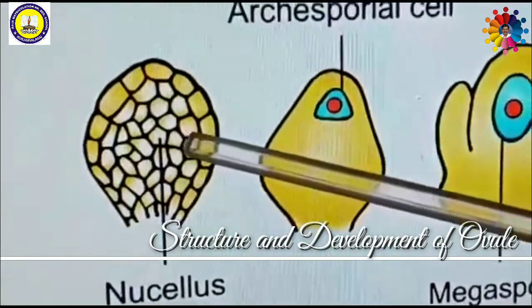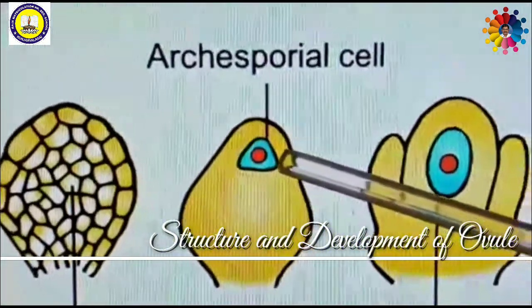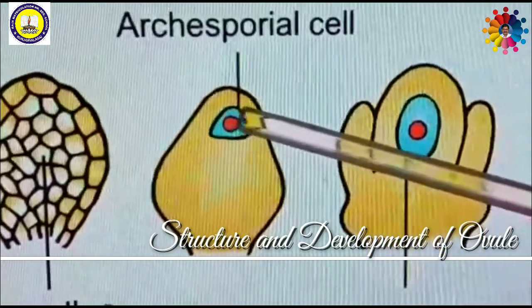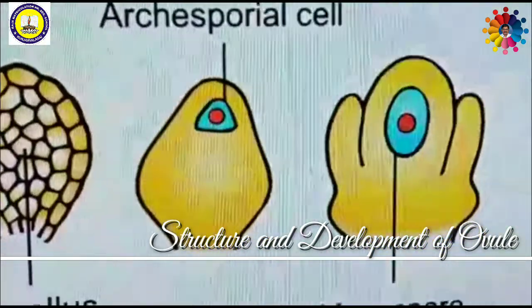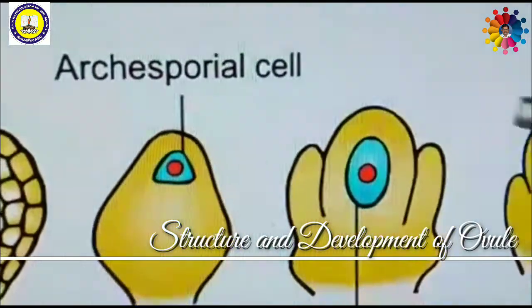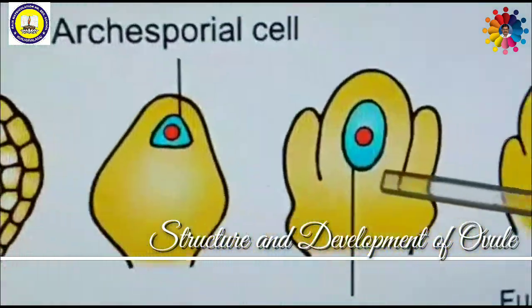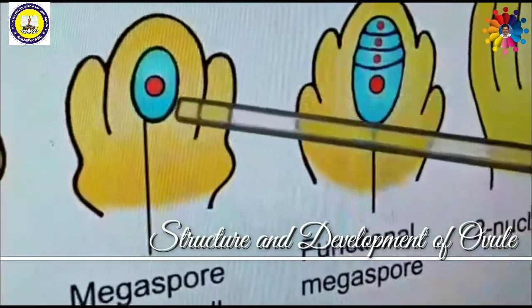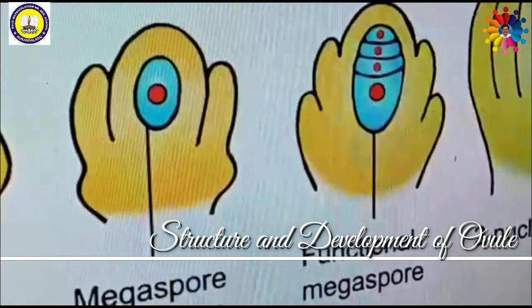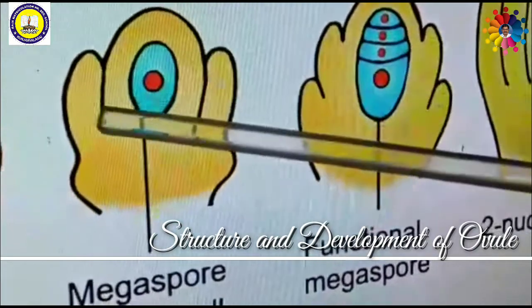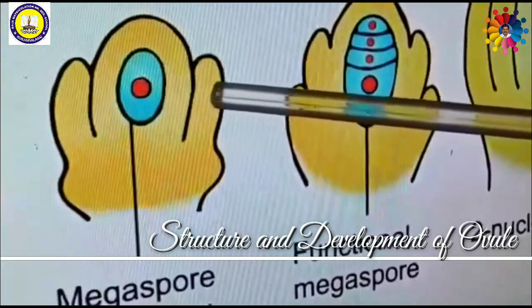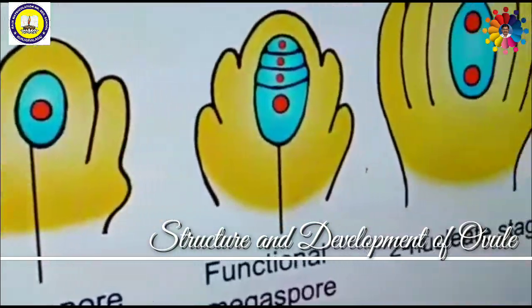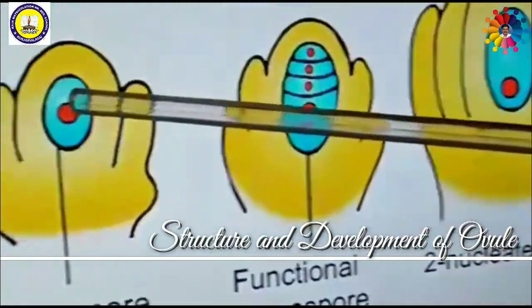Among these parenchyma cells, one of the cells is peculiarly enlarged and has a conspicuous nucleus. This cell is called the archesporial cell. This archesporial cell develops and enlarges to form the megaspore mother cell. In the meantime, this nucellus is surrounded by the inner integument. Integument is formed. Then later, meiotic cell division takes place on the megaspore mother cell.